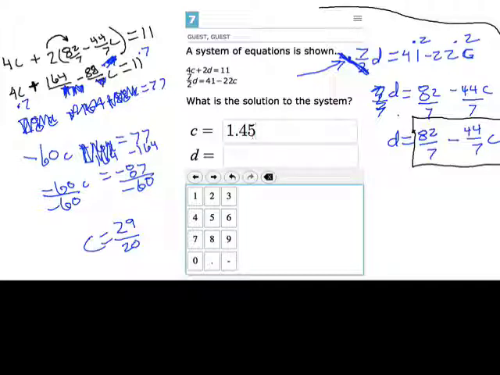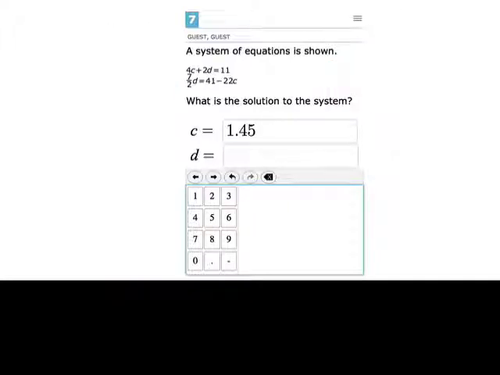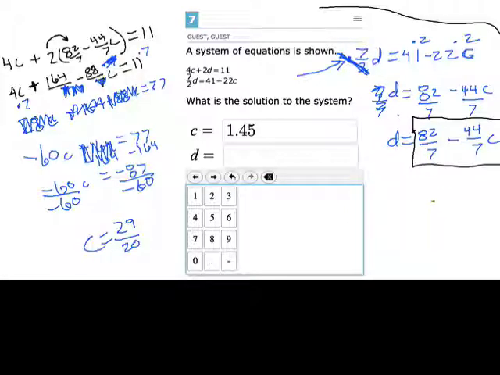Okay. And d, well, if we know what c is, 1.45, let's plug it in right here. Let's clear some of this out. 1.45. So 4c, actually, I cleared it out too quick. I can just plug it in right there with my calculator. I don't even have to do work.